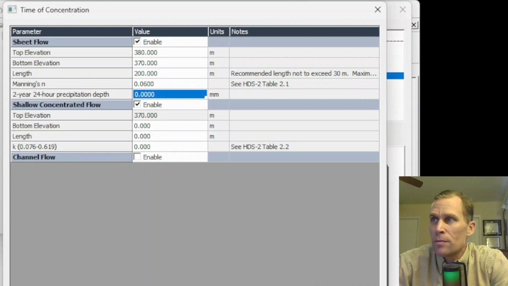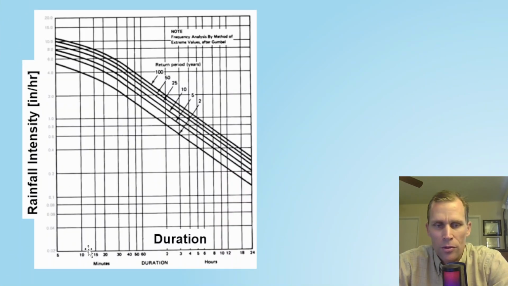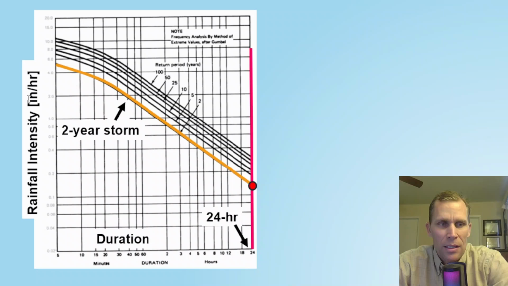depth. Now, I was provided an IDF curve as well, which is what we're going to reference right here. So the horizontal axis is the storm duration, and the rainfall intensity is the vertical axis. It happens to be in inches per hour, but that's not a problem. We can convert. So for 24 hours, that's this pink vertical line. And then the 2-year storm is this orange or yellow line. And where they connect or converge right here represents our specific 2-year, 24-hour storm event.